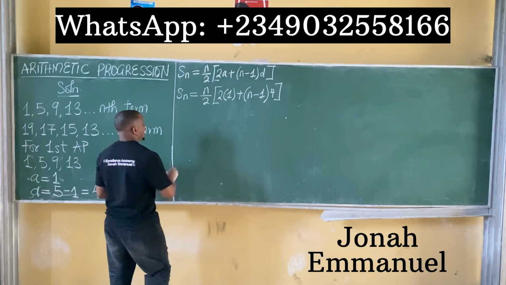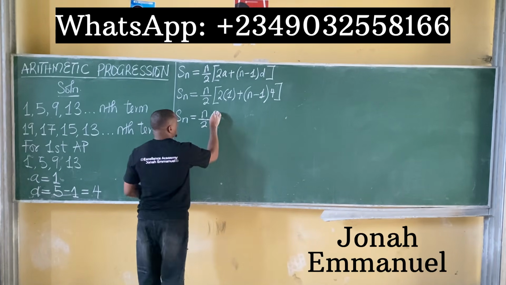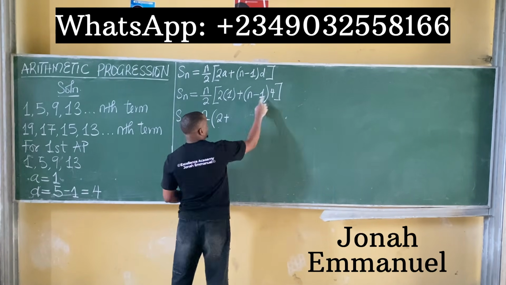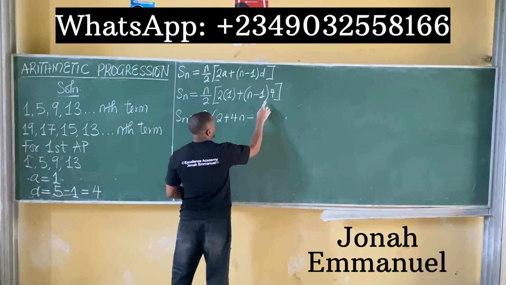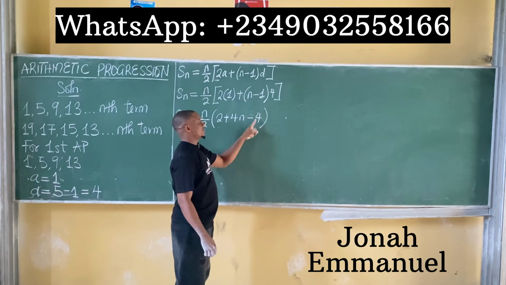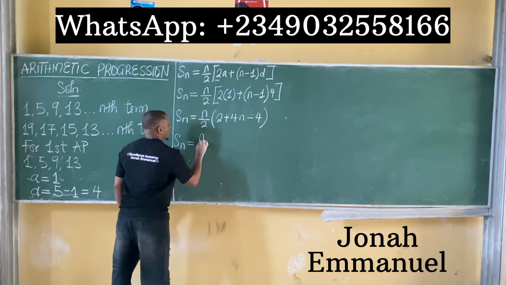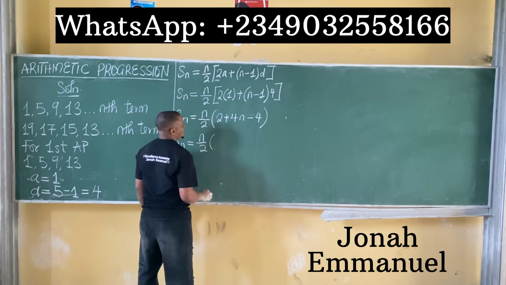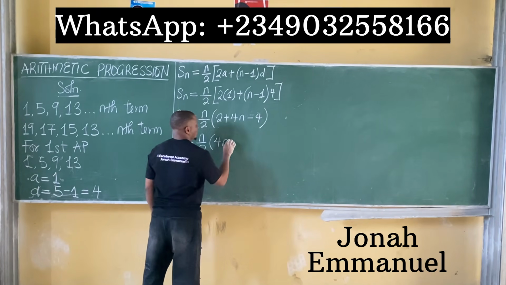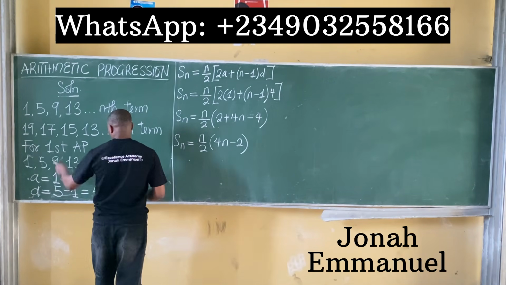Let's further simplify this. We have Sn is equal to n over 2 into 2 times 1 is 2, plus, we can expand this, 4 times n is 4n, minus 4 times 1 is 4. Bring down the minus. From here, we have that Sn is equal to n over 2 into, we'll take the n term first, 4n, then 2 minus 4 is minus 2. I am done simplifying the first AP.